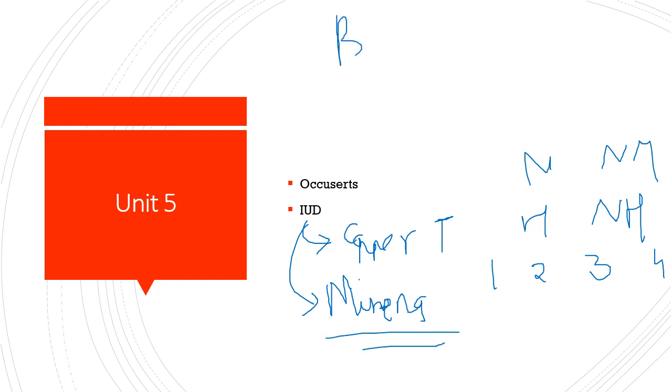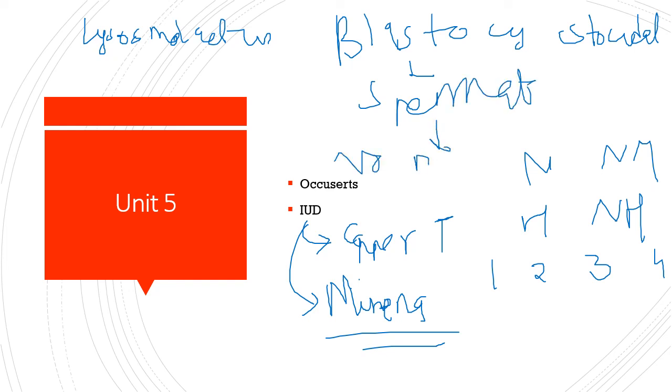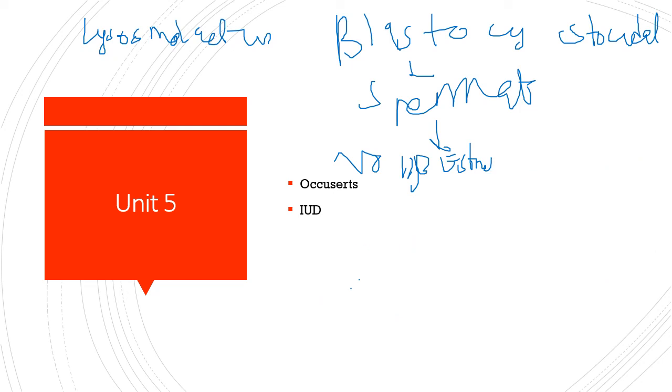So the mechanism of action is lysosomal activation, due to which there is a blastocystocidal action. The blastocyst gets killed, which is spermatocidal as well. So there is competitive binding. There is no binding of beta 17 beta estradiol onto the receptor. If there is no binding onto the receptor, obviously the fertilization and implantation will not take place. No fertilization and implantation.